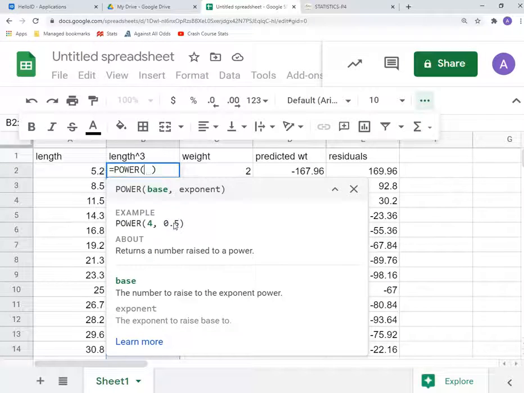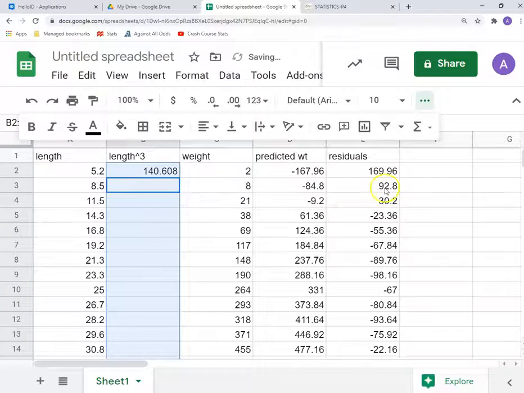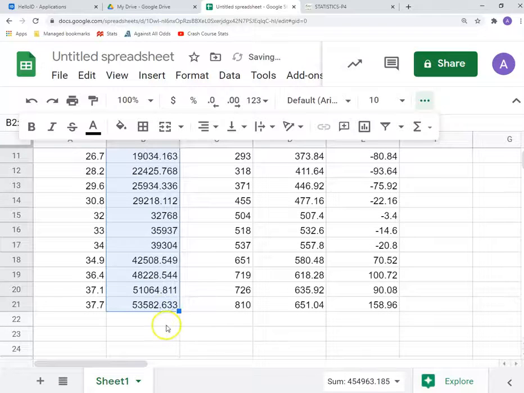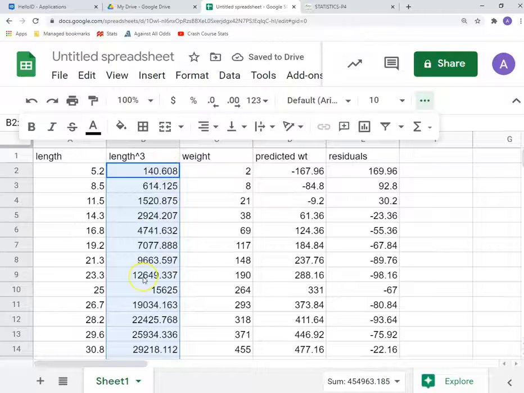When I choose Power, it's going to ask for the base. So the numbers I want to raise to the third power, which are my actual lengths, are from A2 to A21. Then comma, space, and I'm raising it to the third power, so I put a 3. Then I hit enter, and of course it only fills in the first, so I highlight that and pull it down. And it fills in all my length cubed.